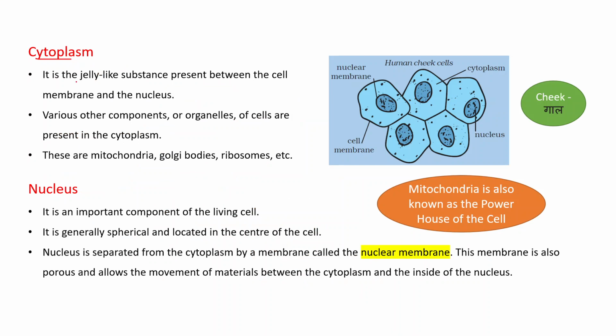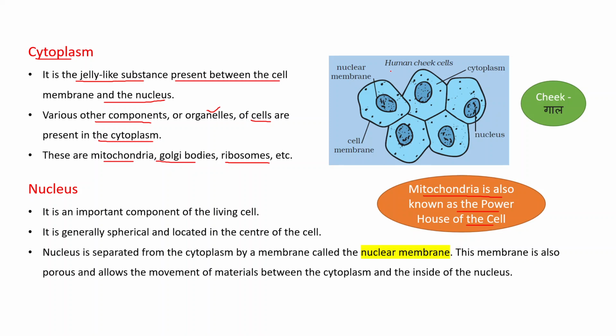Cytoplasm. It is the jelly-like substance present between the cell membrane and the nucleus. Various other components, known as organelles of the cell, are present in the cytoplasm. These organelles are mitochondria, Golgi bodies and ribosomes, etc. And mitochondria is also known as the powerhouse of the cell.